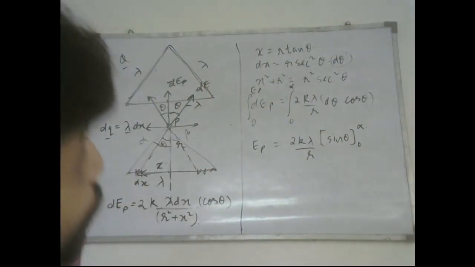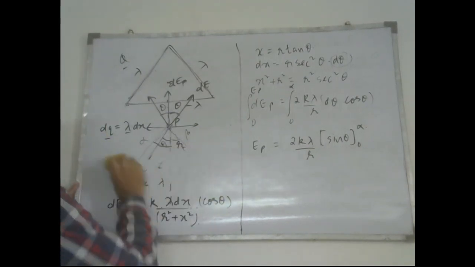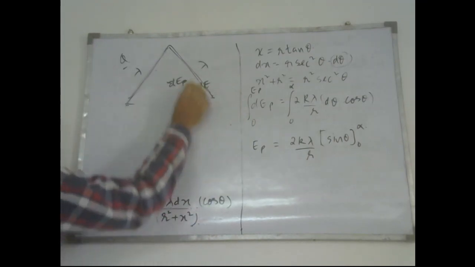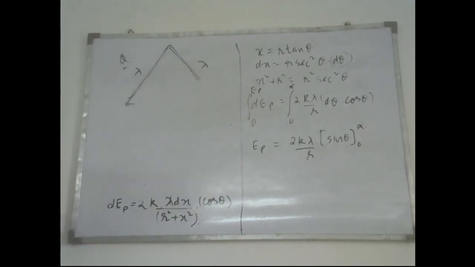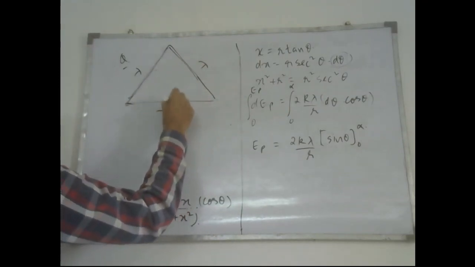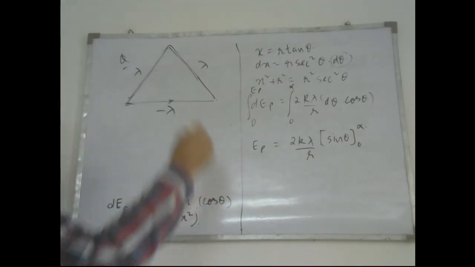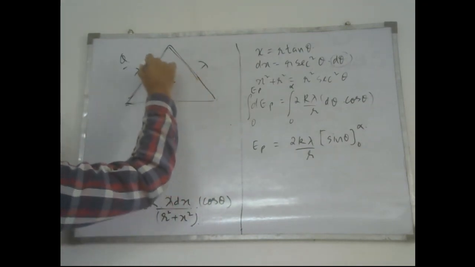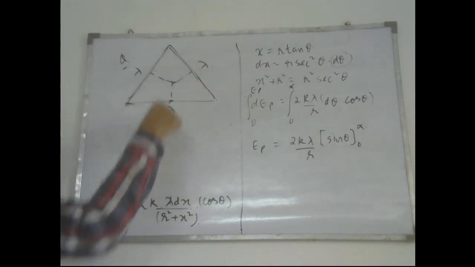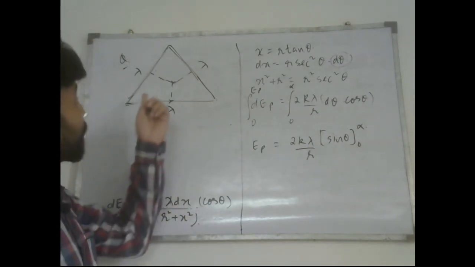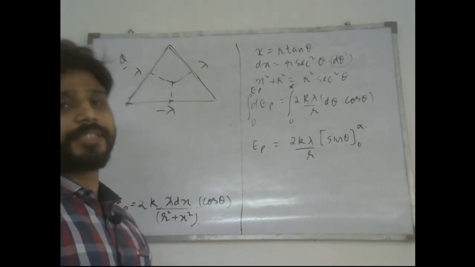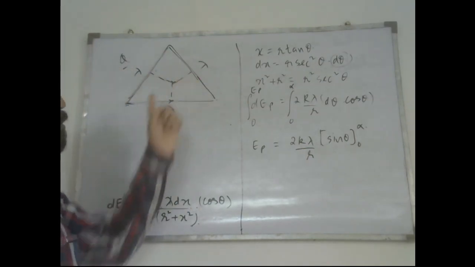So what would be the net electric field due to all the 3 rods at the center of the triangle? That is what we have to evaluate. It can be easily found using vector addition. At the centroid of this triangle, the distances from all these rods are equal, which means the electric field due to these rods at this point would be equal.